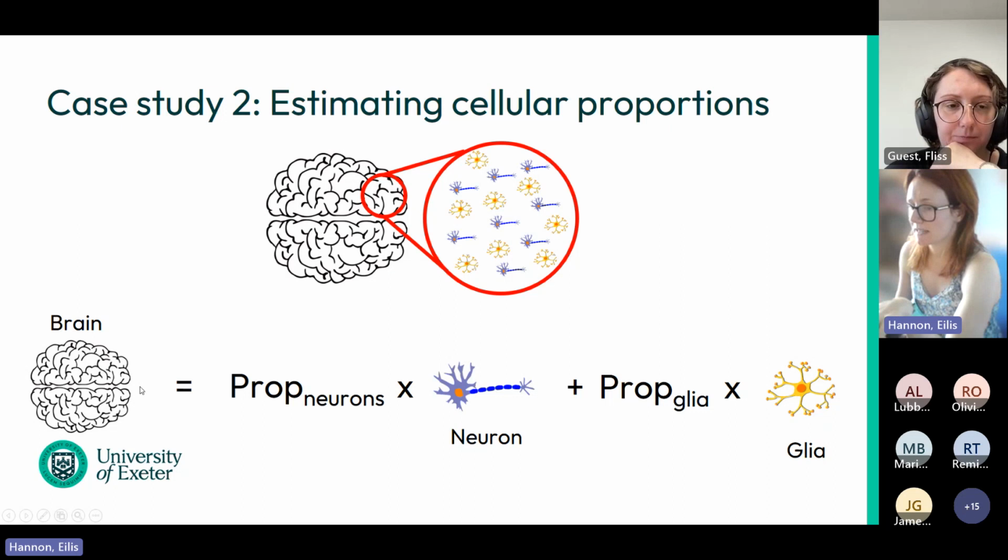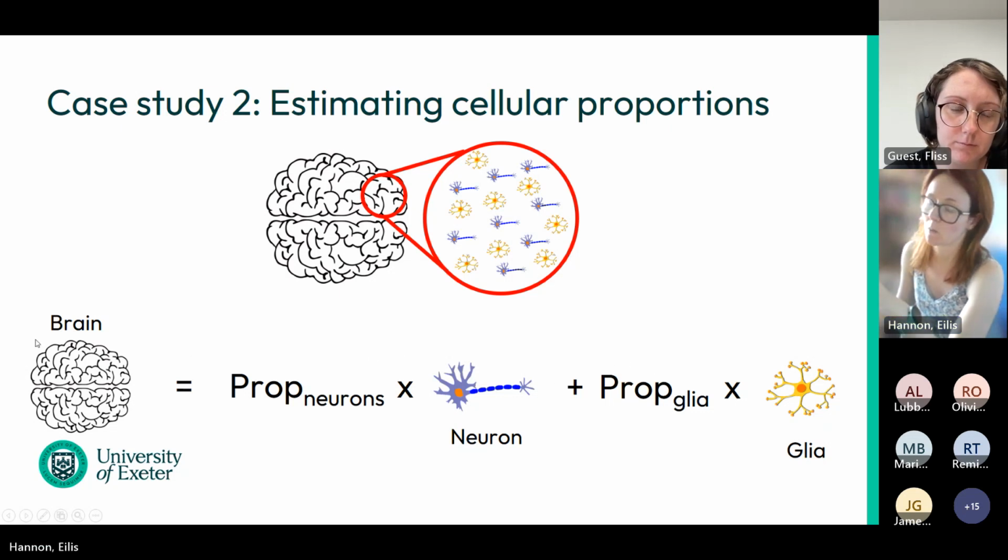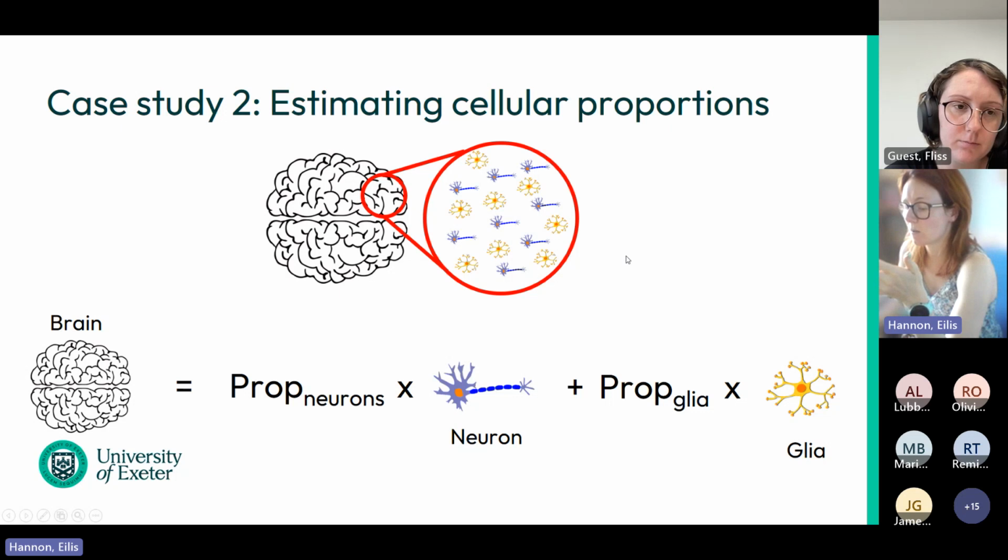However, because we can represent this as a mathematical equation, if we have some of the unknowns on the right-hand side, we can start to estimate the proportions. So we know the reference profile of a neuron, we know the reference profile of a glial cell, we can substitute these in and derive estimates of the proportions when we've got brain data, and we can then take those forward for our covariates. This is a very well-established and commonly used methodology.